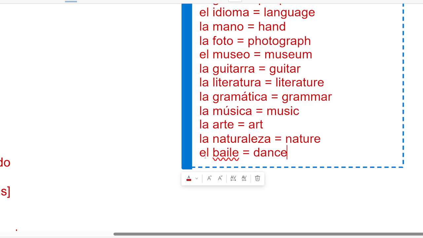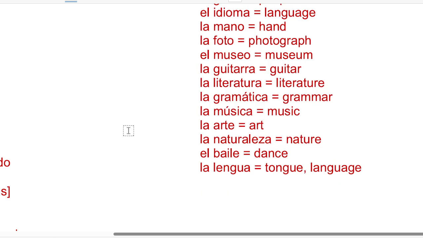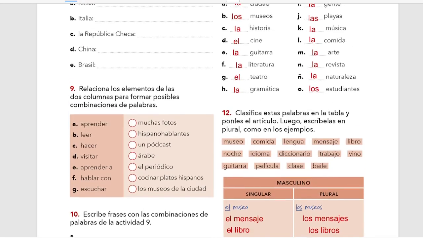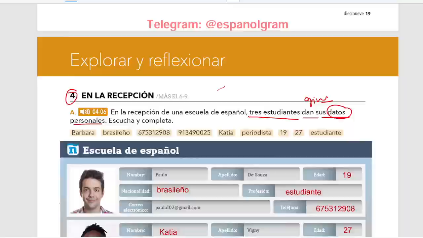And this one we have lengua. La lengua. Lengua is actually a tongue, but we also use it for language. Okay, la lengua. So this is the way we identify the masculine and the feminine gender in Spanish. Okay, back here, come back to the chapter.